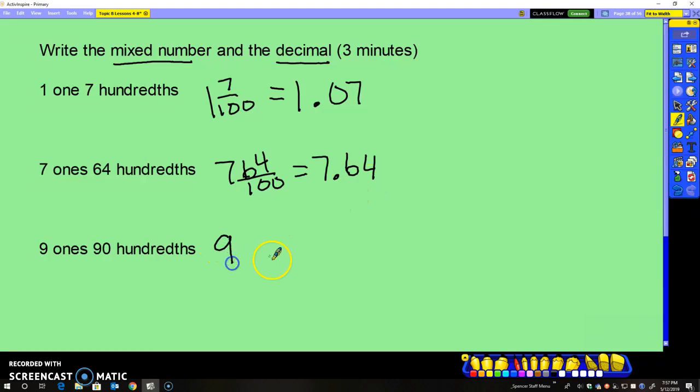And this one, I have 9 wholes, and I have 90 hundredths, which is the same as having 9 and 9 tenths. This 0 on the end is not going to be necessary because I don't have any hundredths, so I have 9 tenths, and that's all I have. So 9 and 9 tenths.